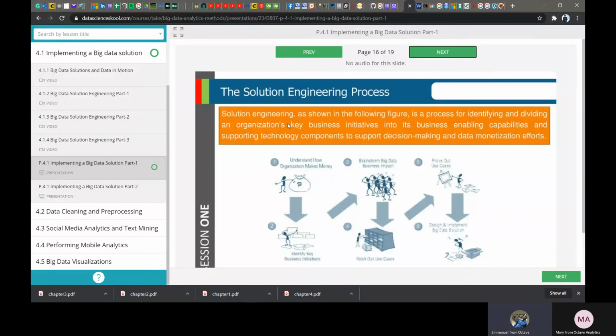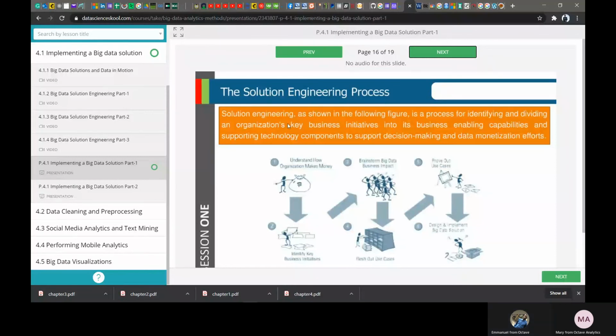Brainstorm big data business impact. Then four, flesh out use cases. Look for use cases you can consider. Then prove out use cases. Like, okay, use case one, if I do this, will you give me what I'm looking for?